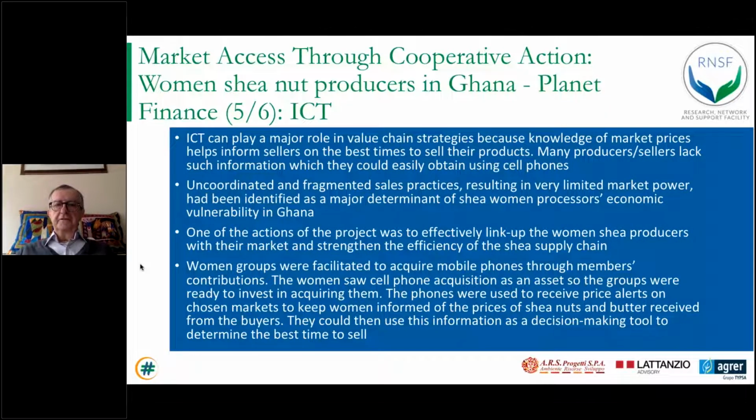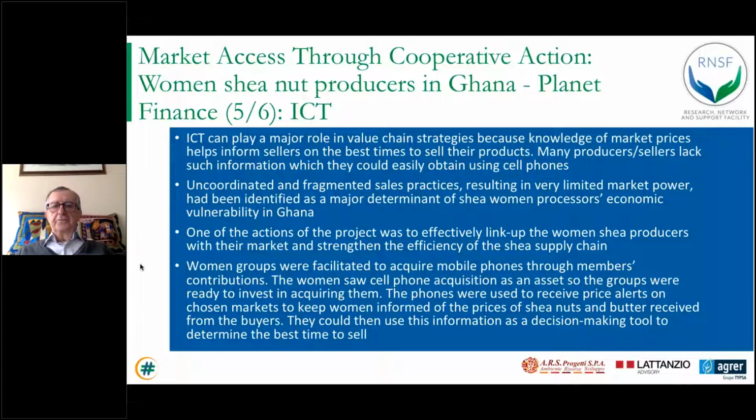Another domain of good practices, still in the Ghana project, was the use of ICT. ICT can play a major role in value chain strategies because the knowledge of market prices helps inform sellers of the best times to sell their products. So many producers and sellers lack such information, which could be easily obtained through cell phones.